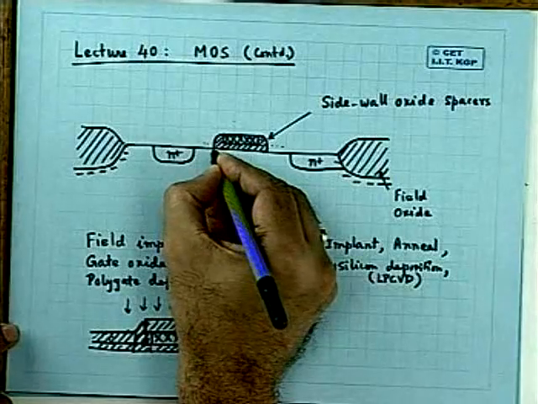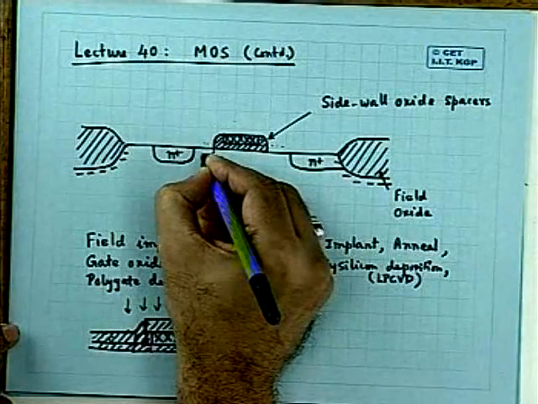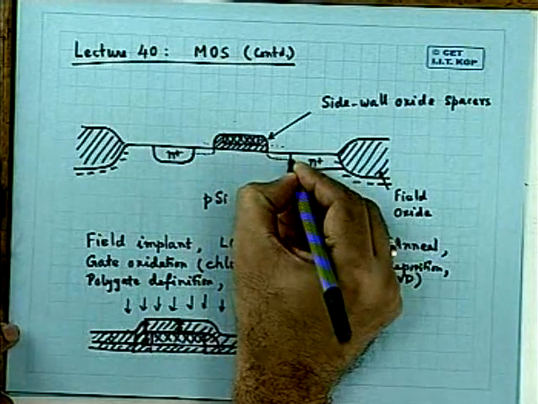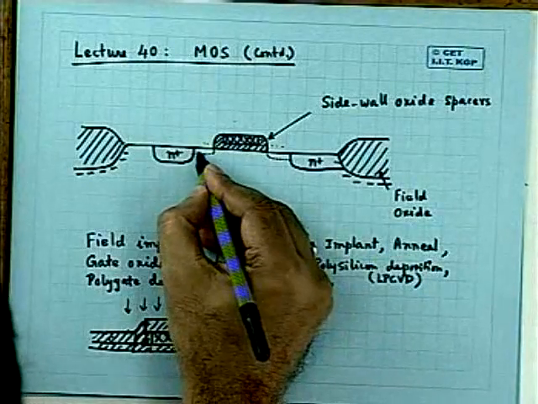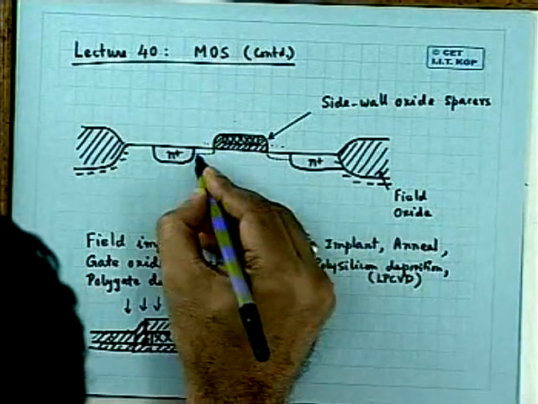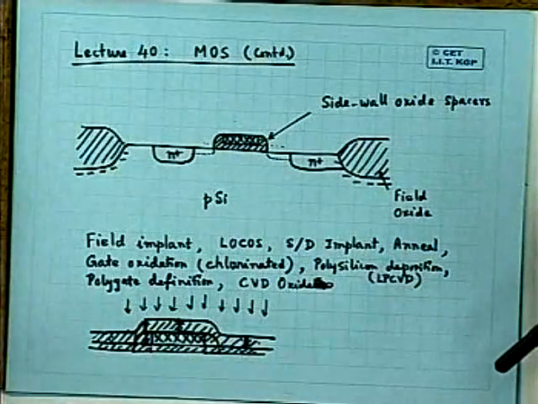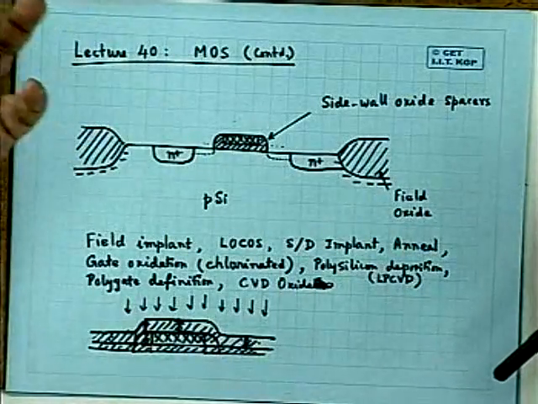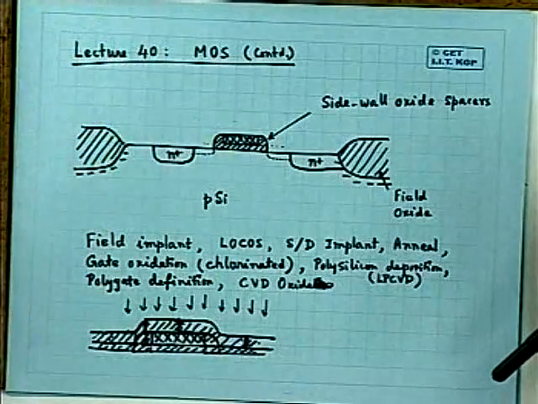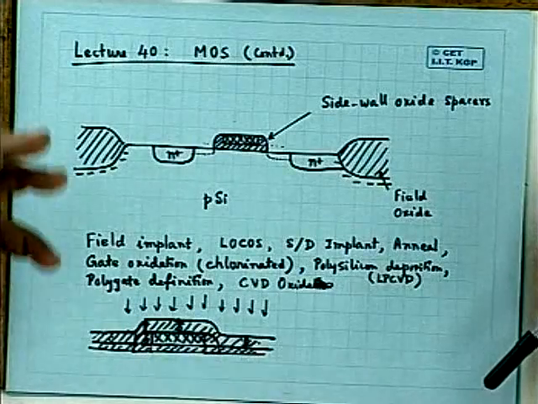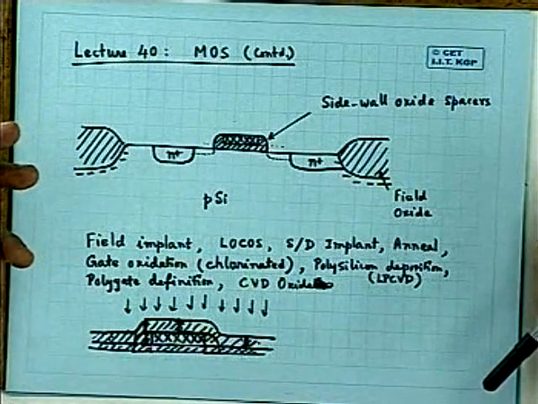Just here, there will be an N plus layer deposited. That is by the ion implantation. Because phosphorus, you may use arsenic or antimony. Today, of course, nobody uses phosphorus. People use antimony implant, high dose antimony implant.